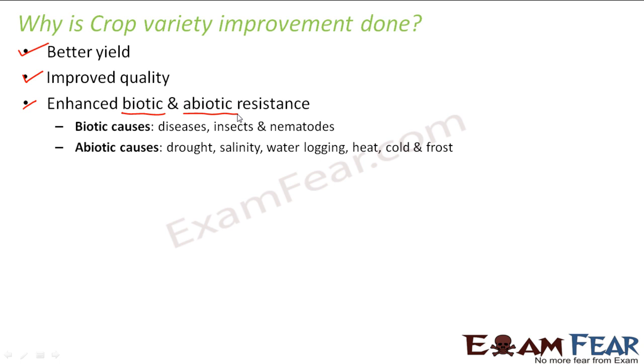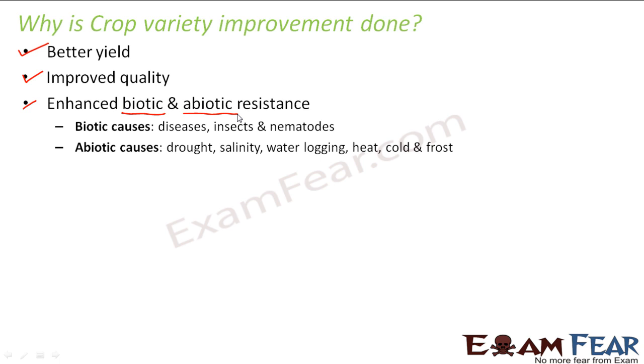These are some of the organisms which can actually harm crops. They can eat up the leaves of the plants, and they can cause many other kinds of damage to the plants. So these are the biotic causes which can be a hindrance to a better yield.